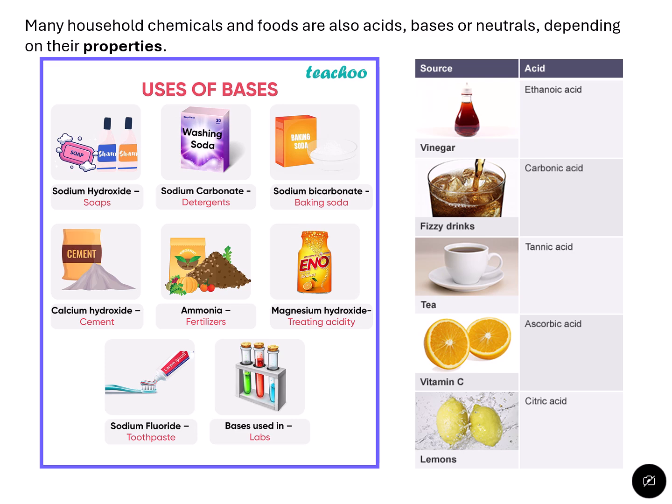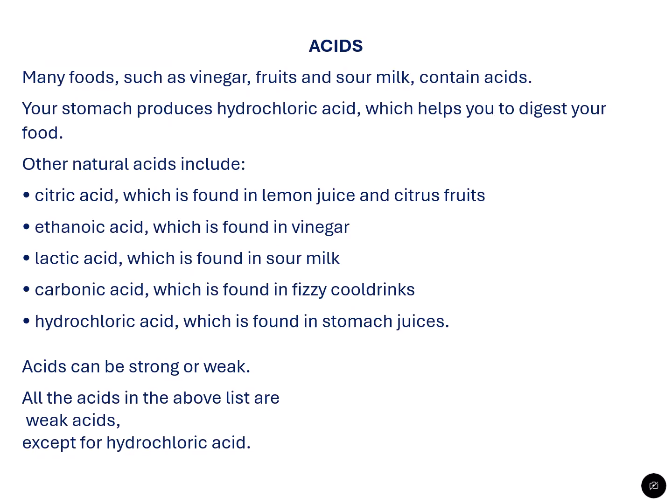Now, acids, you get vinegar, it is ethanoic acid. Fizzy drinks, you get carbonic acid. Tea is tannic acid. Vitamin C is ascorbic acid. And lemons, you get citric acid. So, this is basically things that you'd find at home, acids and bases.